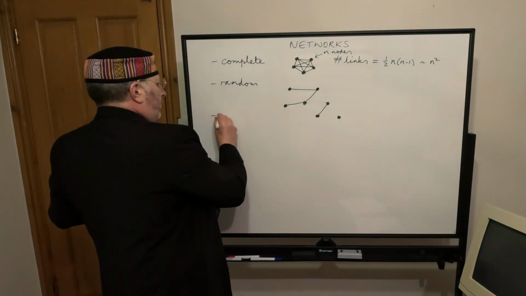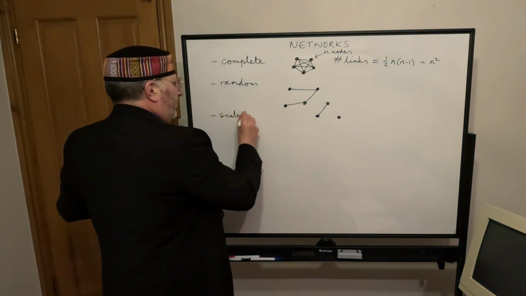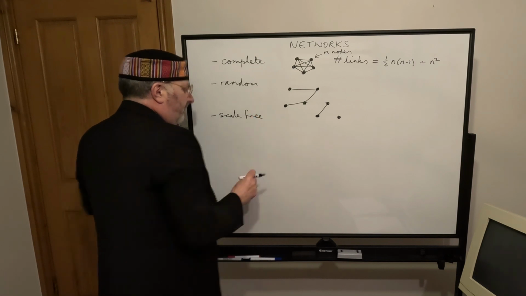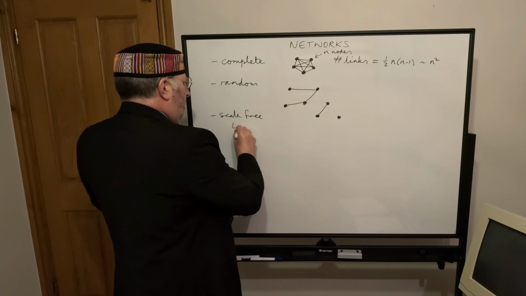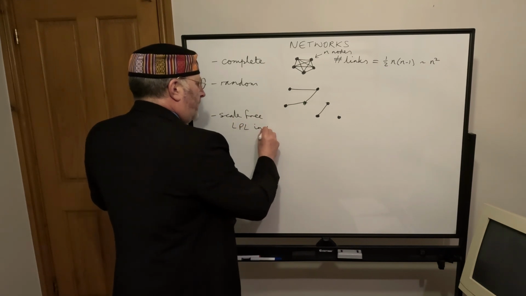Okay, and our next type of network to consider is a scale-free network that has a power law in the node degrees.